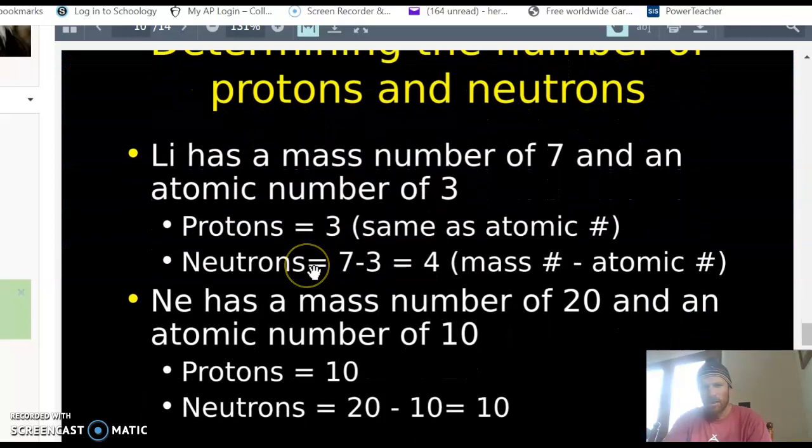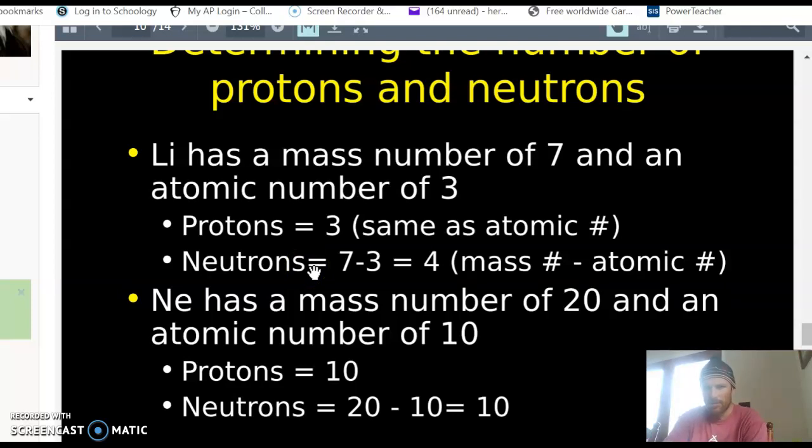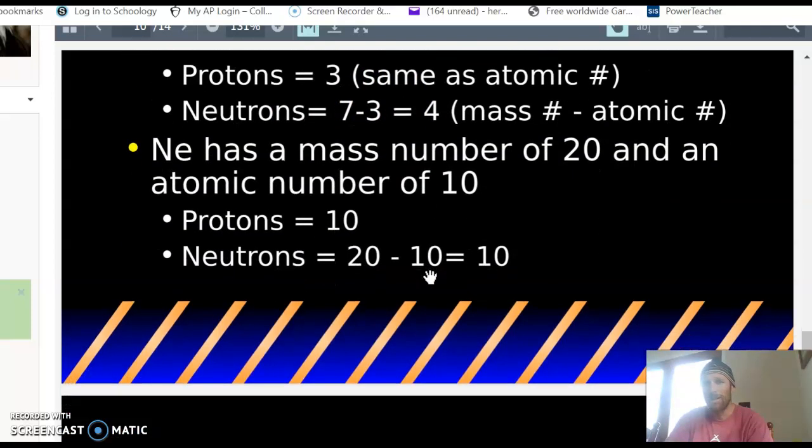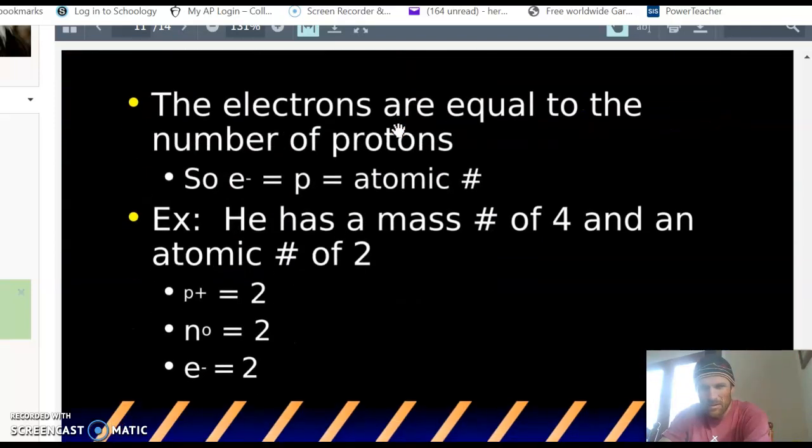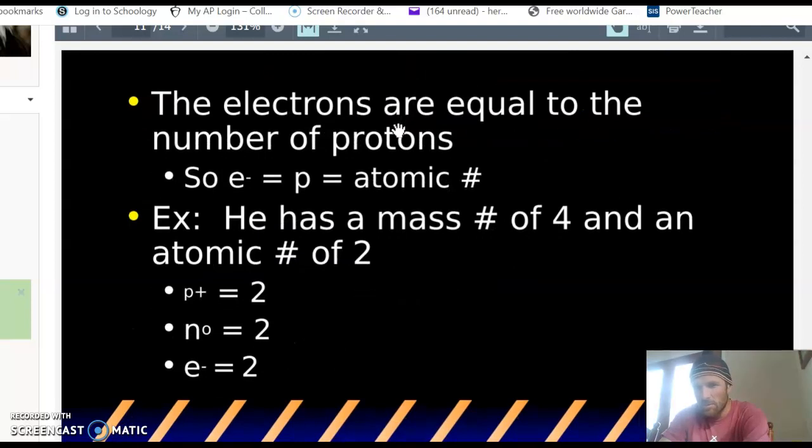Let's look at lithium as an example. Lithium has a mass number of 7 and an atomic number of 3. So we would use this equation. We would subtract 7 minus 3 to get 4, and my number of neutrons is 4 for lithium. Neon. Sorry. Neon has a mass number of 20, an atomic number of 10. Protons would have to equal 10 because I know the atomic number. Neutrons would be mass number 20 minus 10 is 10. What about the electrons? I already told you that that's equal to the number of protons.